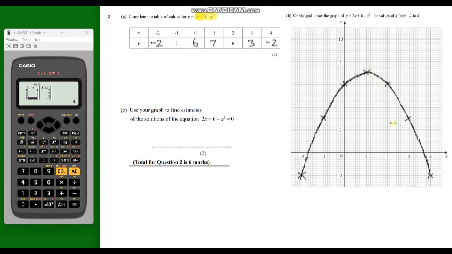So that looks pretty good to me. I'm quite happy with that. Okay, let's move on to part C. Use your graph to find estimates of the solutions of the equation 2x plus 6 minus x squared equals 0.